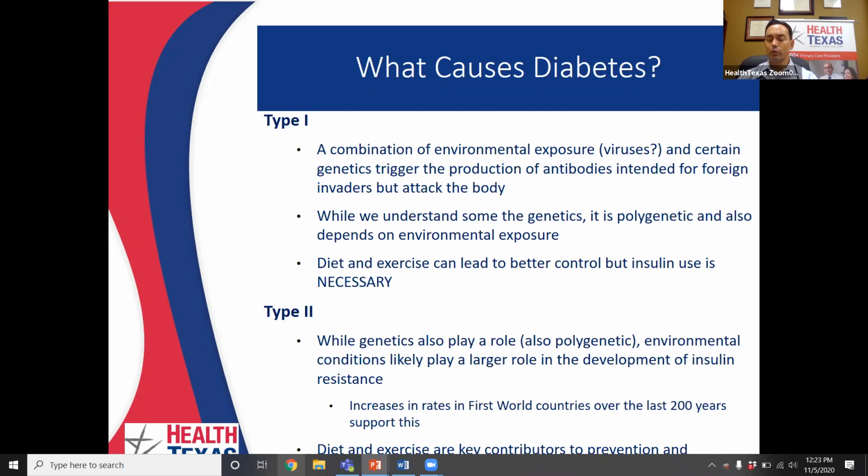Finally, we also know that in first world countries, there's been a great increase over the last 200 years in type 2 diabetes. And so we think it's very much related not only to the amount of activity that we do, as we become more successful and have more technology, we tend to be less active, but also our diets, and that first world countries definitely have a much higher intake of refined carbohydrates like sugar and flour than in third world countries where they eat more whole foods. So we know that that probably plays a role as well.